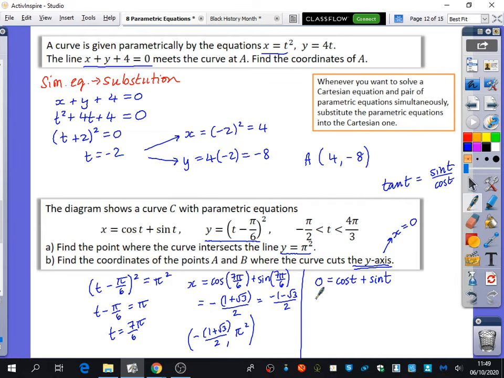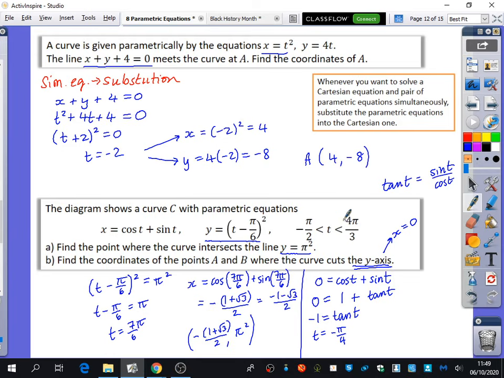So 0 divided by cos is 0. Cos divided by cos is 1. Sine divided by cos is tan t. So minus 1 equals tan t. So t is the inverse tan of minus 1, which I do know, but I'm checking. Any guesses? Yeah, minus 45, which is minus pi over 4. Okay, so it's minus pi over 4.